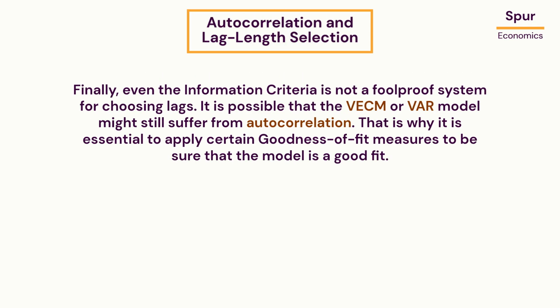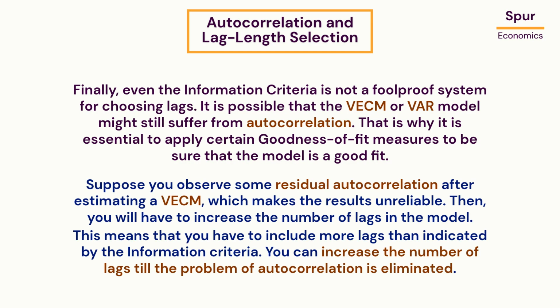Finally, even the information criteria is not a foolproof system for choosing lags. It is possible that the VECM or VAR model might still suffer from autocorrelation. That is why it is essential to apply certain goodness of fit measures to be sure that the model is a good fit. Suppose you observe some residual autocorrelation after estimating a VECM, which makes the results unreliable. Then, you will have to increase the number of lags in the model. This means that you have to include more lags than indicated by the information criteria. You can increase the number of lags till the problem of autocorrelation is eliminated.